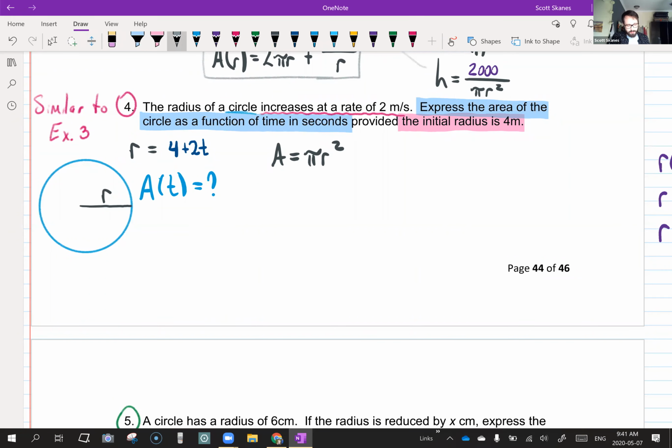Okay, so what's my problem? I have a radius here. I need to take this and put it inside and replace it. And as soon as I replace it, I'm almost done with this question. There's really not much left to do. So area is pi r squared. Well, r is 4 plus 2t, squared. And there's no need to expand that. We're actually done. So I'm just going to rename that area as a function of time.